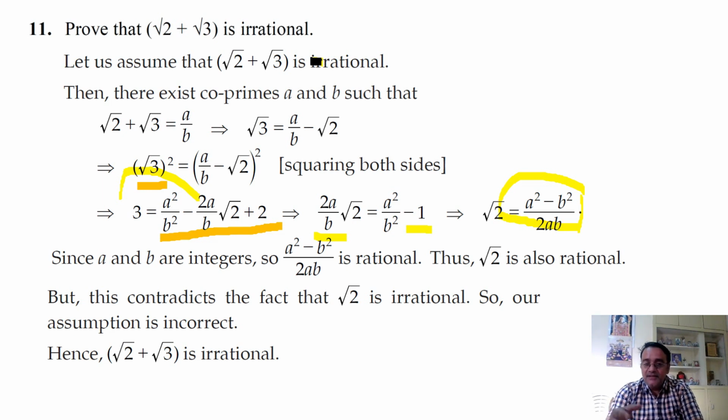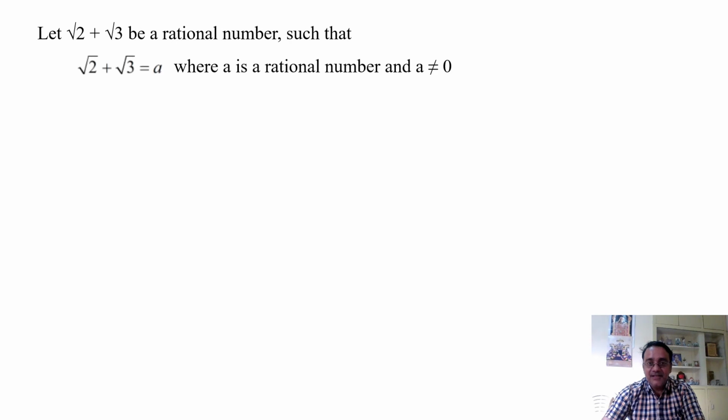So this is one way. And now I am going to show you the other way also, which we did in class. Let root 2 plus root 3 be a rational number such that it is equal to a, where a is a rational number and a is not equal to 0. Now here also one student asked, sir, how can we take a is not equal to 0? Because we know that the values of root 2 and root 3 are positive, and we are adding two positive values, definitely it will be a positive value. So we can assume a is not equal to 0, there is no problem.